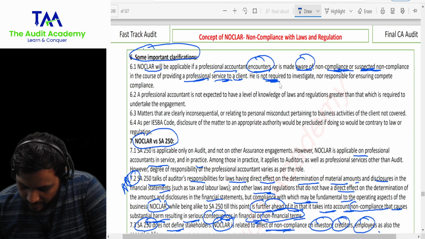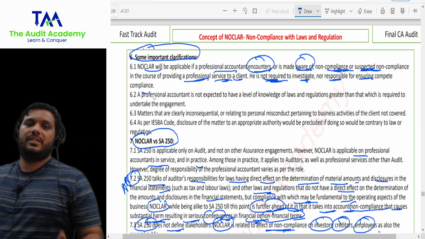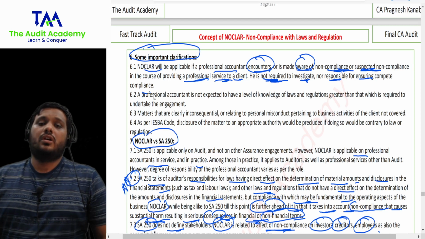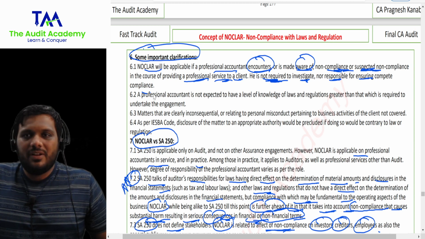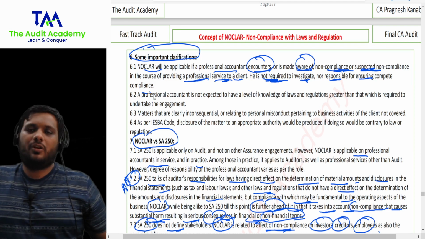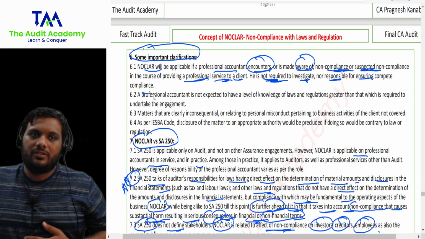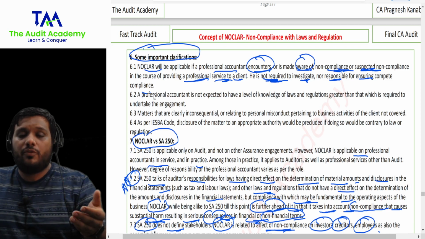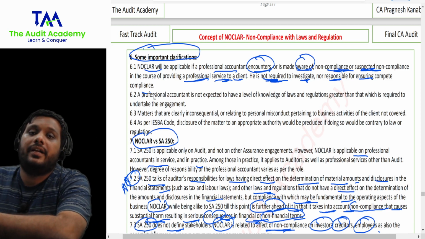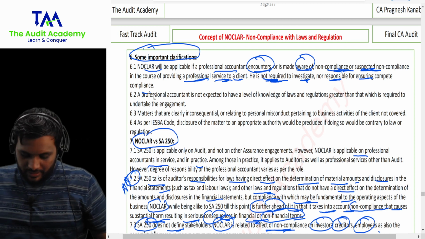He is not required to investigate, nor responsible for ensuring complete compliance. Please understand, it is about NOCLAR and not CLAR. You don't expect that I will force the management to comply with laws and regulations. I will advise them. If they are not complying with it, I will fulfill my duties of reporting and so on. All right, but you do not expect me to force them and get the law complied. Correct? I am not the person over here. That is the job of the police and judiciary.